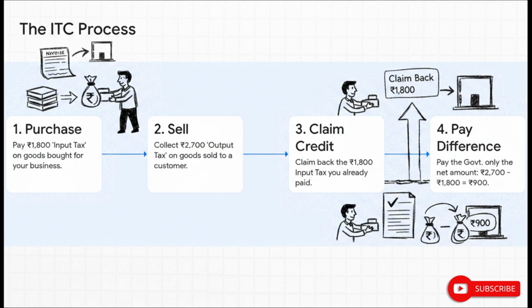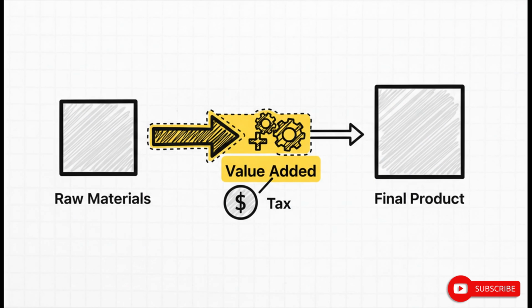So, do you owe the government the full 2,700? No way. This is where the magic of ITC comes in. You get to claim a credit for the 1,800 you already paid. So you only pay the government the difference, 2,700 minus 1,800, which is just 900 rupees. That's ITC. So, here's the big aha moment.